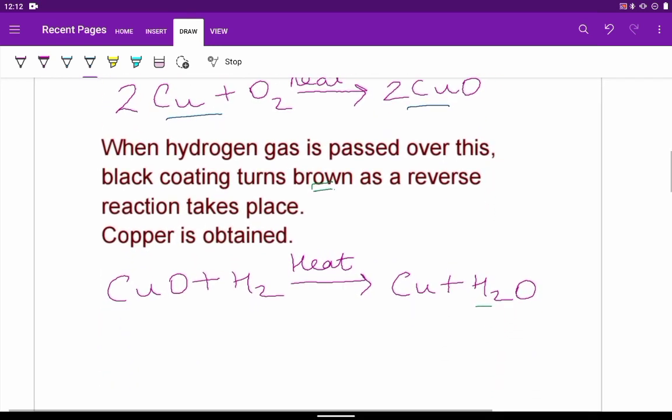In this, if we pass hydrogen gas over this, the black coating turns brown. Means again we get back brown color. This is a reverse reaction. We get back copper. So this is the equation, CuO plus H2 on heating gives Cu plus H2O. That is, hydrogen is taking this oxygen to form water, whereas CuO is losing oxygen to form metallic copper, which is brown in color.